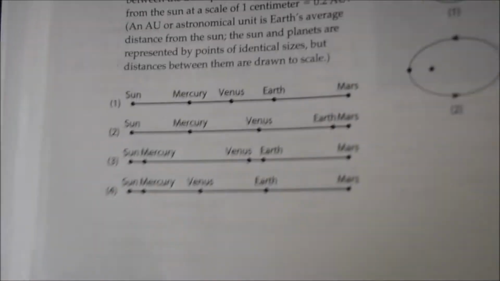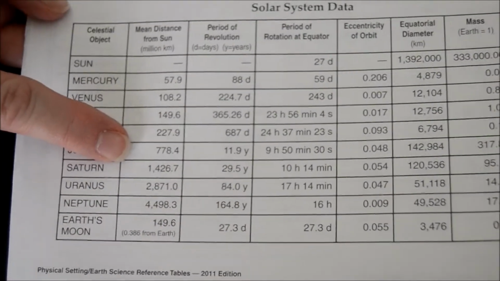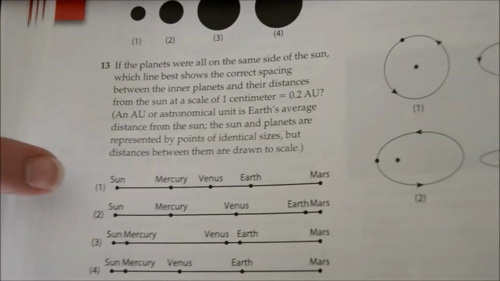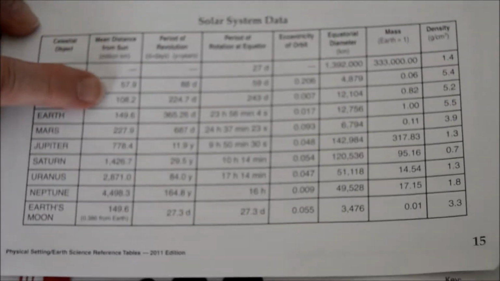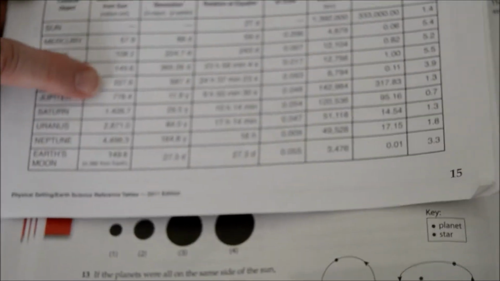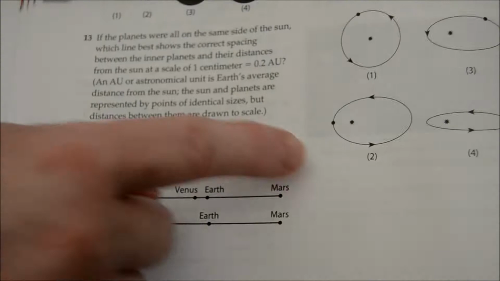So if you're looking at distance-wise, you would find it to be choice number 1. They're about the same amount apart, then all of a sudden there's a larger increase between Earth and Mars.